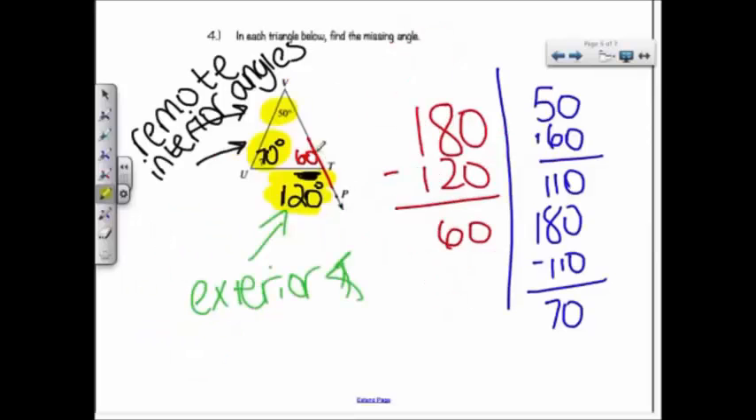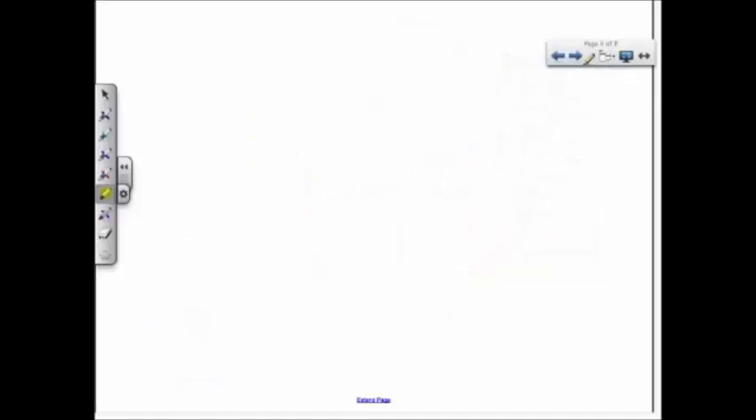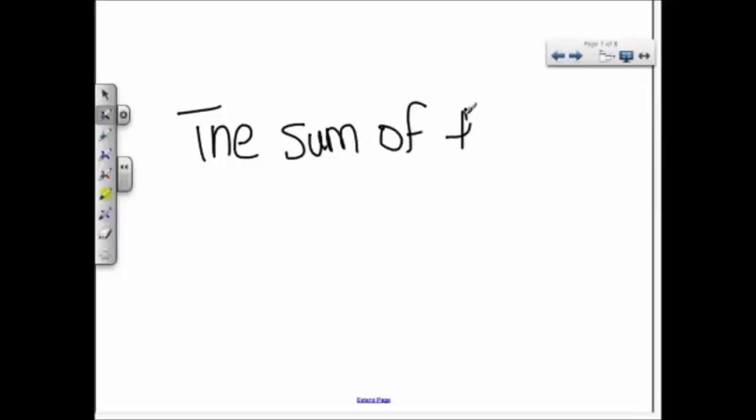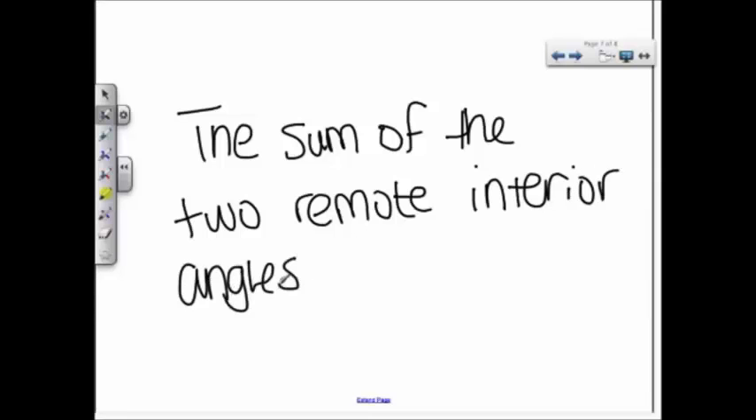Let's look at the previous example. 50 plus 70 adds up to 120, so it is true. The sum of the two remote interior angles is equal to the exterior angle. So I need you all to please find some space on your paper, and I want you to write down that the sum of the two remote interior angles is equal to the exterior angle.